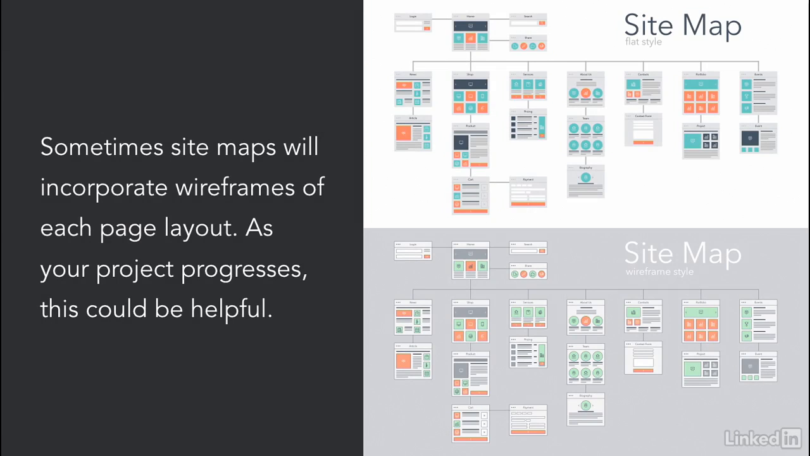A sitemap is often the first point in a design process where all the research and considerations start to form into something tangible, something you can put in front of your client and say, "This is the plan." As your project evolves, the sitemap may evolve too. Some designers will incorporate wireframe structures into the sitemap. It just depends on how involved you want your project to be.